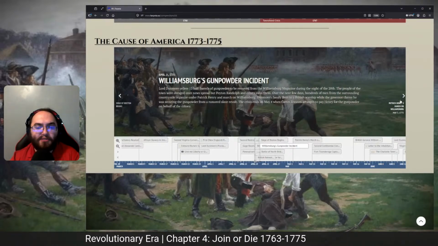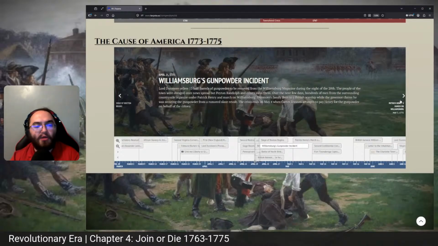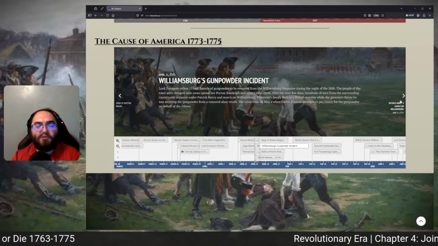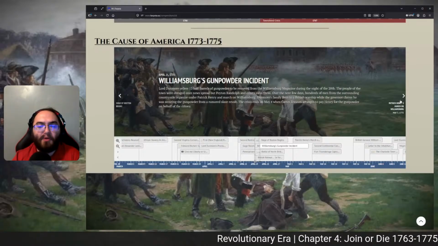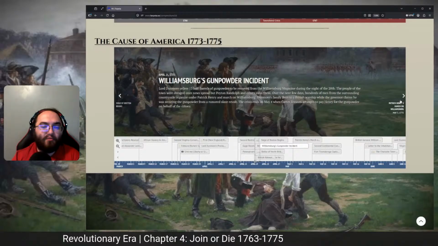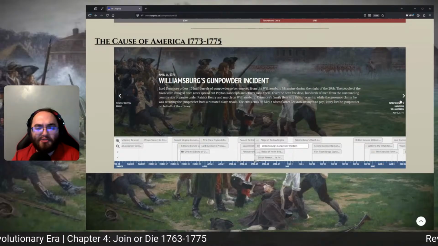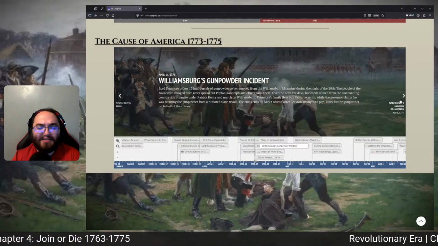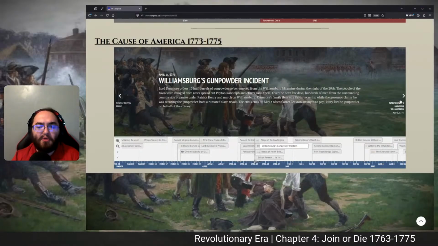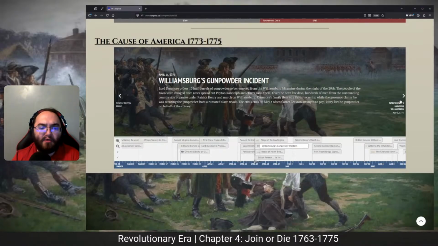Over the next few days, hundreds of men from the surrounding countryside organize under Patrick Henry and march on Williamsburg. Dunmore's family flees to a British warship, while the governor claims he was securing the gunpowder from a rumored slave revolt, which is an interesting excuse. The crisis ends on May 4th when Carter Braxton arranges to pay Henry for the gunpowder on behalf of the colony.